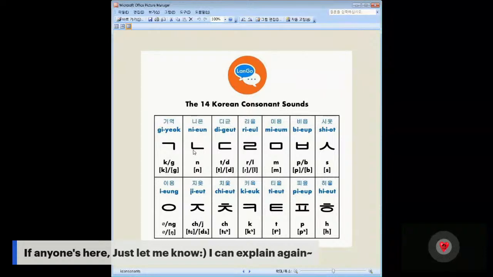So this one is also softer. Ne. Nian. N. I can feel my tongue touch my upper mouth a little bit softly. Nian.